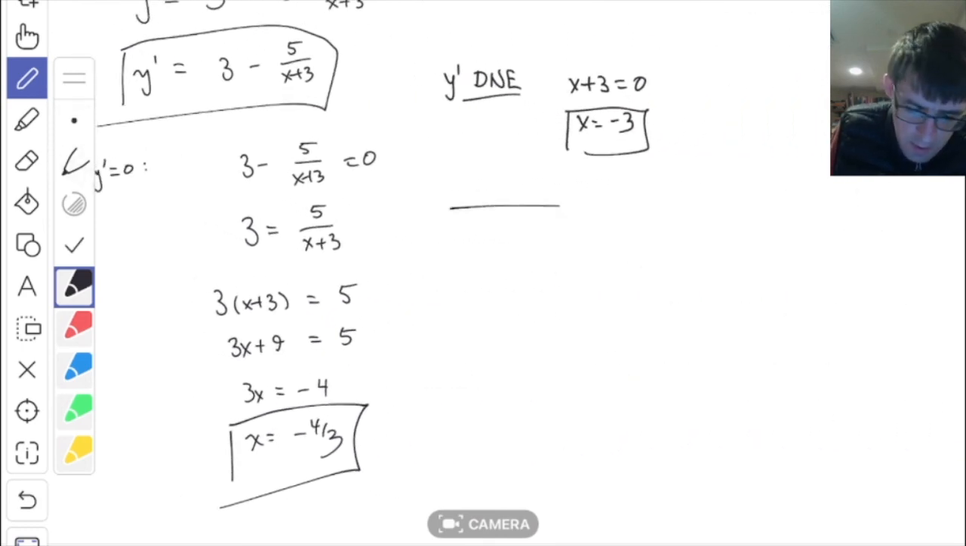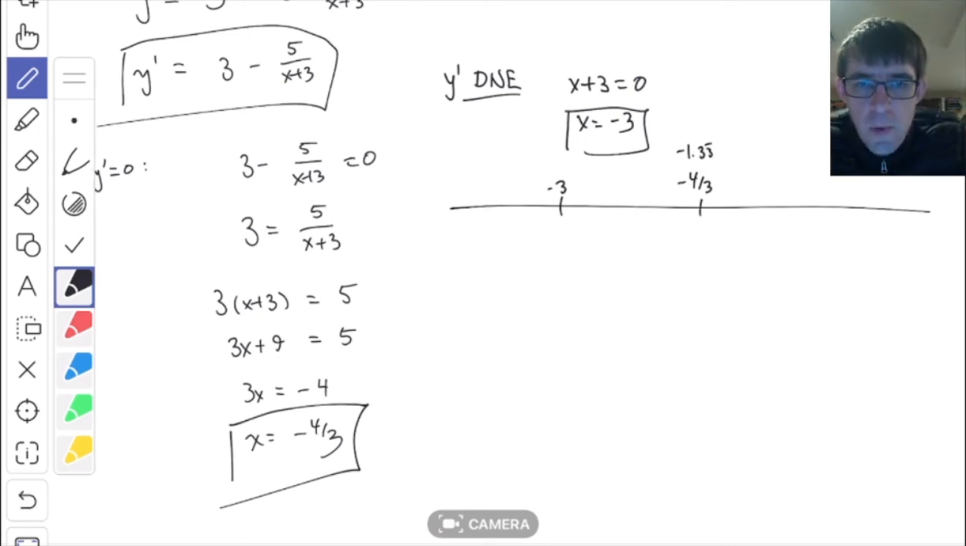Make my chart here. It has labeled points negative 3 and negative 4/3. Negative 4/3, of course, is like minus 1.3 repeating, which is why I put it to the right of negative 3. These are slightly weird numbers, but I think it's going to work out okay, maybe. I don't know. We'll see.